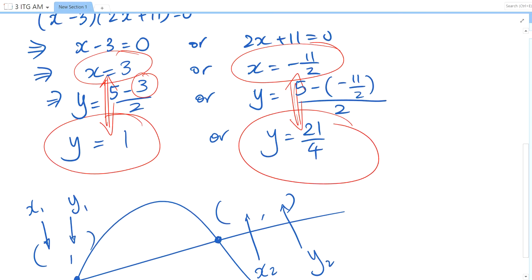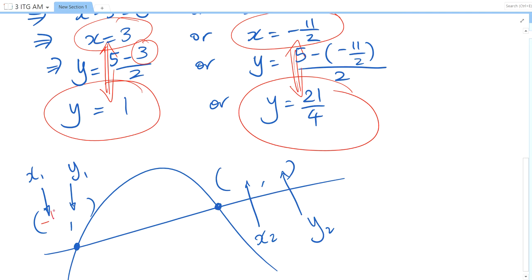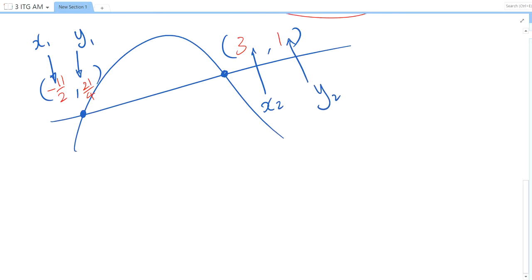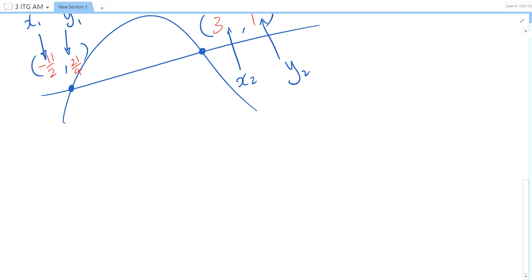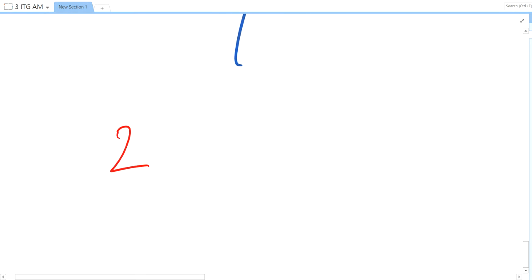So if I were to write down the coordinates of the intersection, I've got negative 11 over 2 as well as 21 over 4, and on the other side I've got 3 and 1. These are my coordinates. Any questions for simultaneous equation? Then I do not need you to do it, but just take a look at question 2. Find the coordinates, and so on. This is how we'll start it.